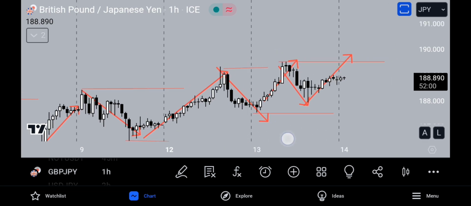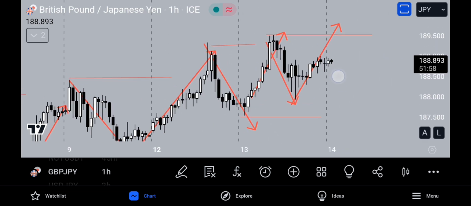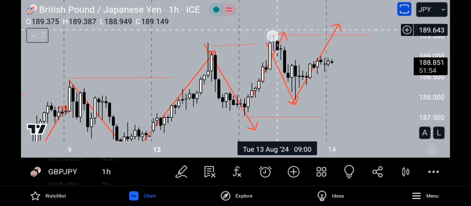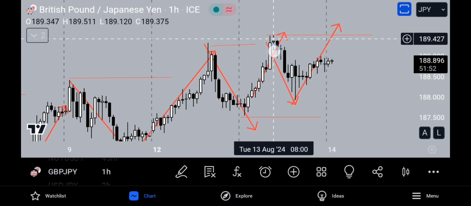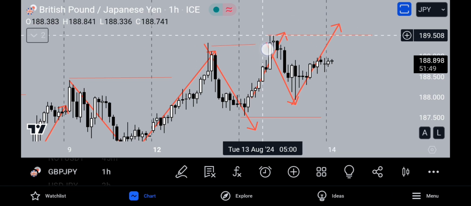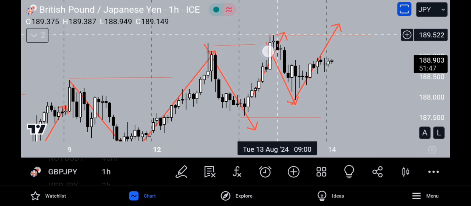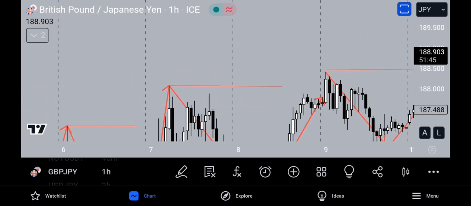So that is why I said over here, what could we possibly see in the next couple of days or maybe weeks? We can see price go to take this high. So we have created a new low. So potentially price will attack what? The previous swing high.